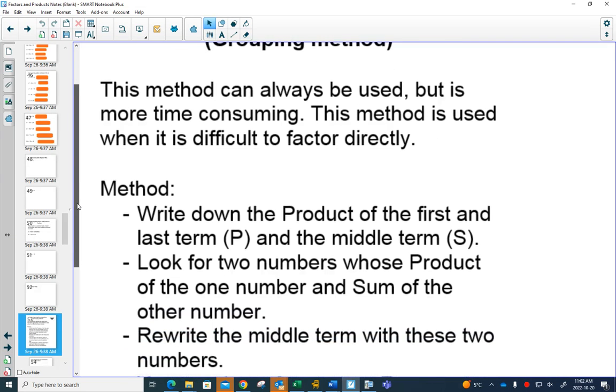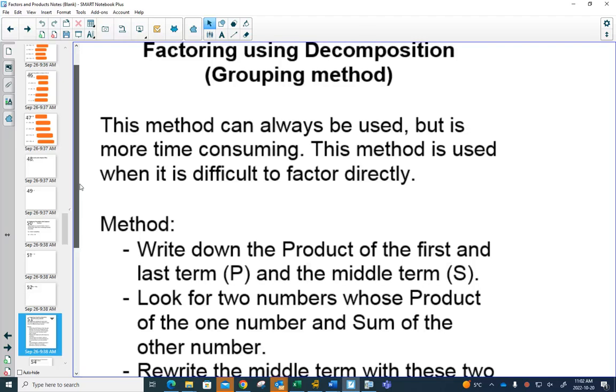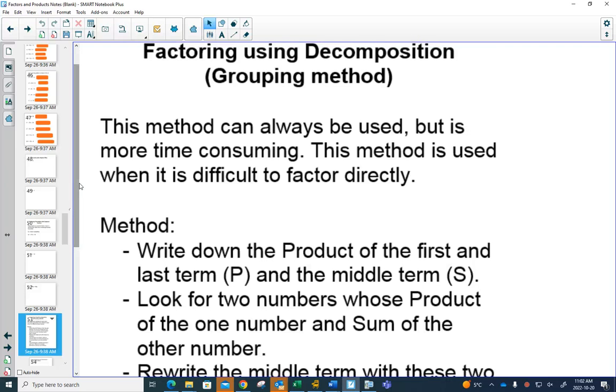So this is the grouping method, and like I said, this is going to be used for harder questions, like factoring something like this: 4x squared plus 15 plus 16x, something like that. Why is this a harder one to factor?